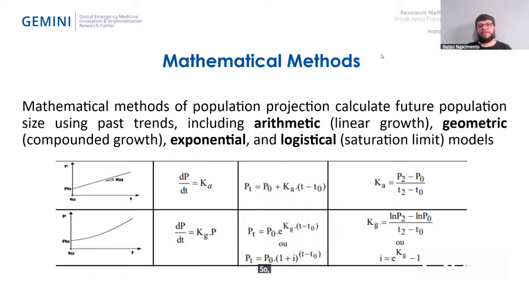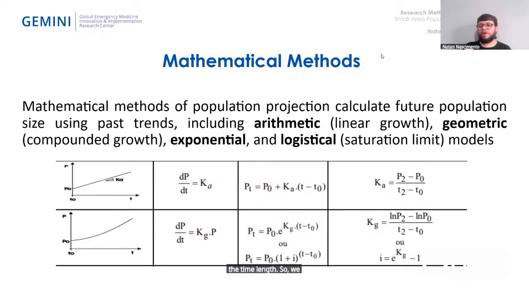So first we have the mathematical methods. These are simple equations that project future populations using past trends. As an example, like I said, Brazil had a census in 2010 and then another one in 2022. As we combine those two, using those past trends, I can project the population for the future. I can forecast. Of course, there are some limitations with that, especially when we think about the time length.